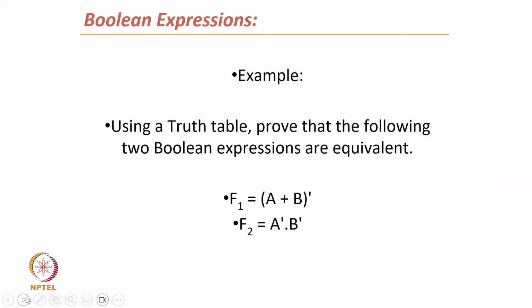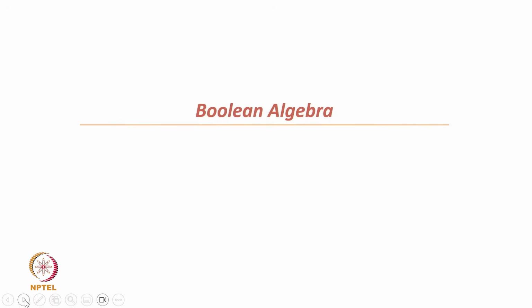So, for example, using a truth table we can prove that the following two expressions are equivalent, a plus b bar and a bar into b bar. These come out to be the same. So, this is one method. The other method is Boolean algebra.